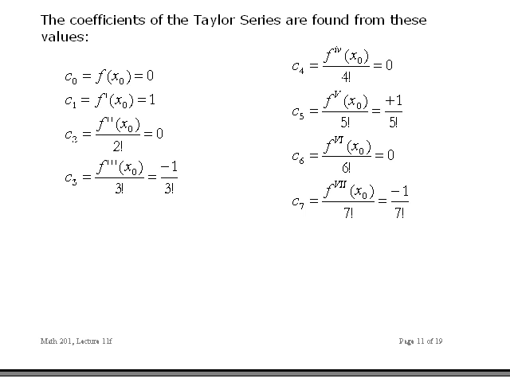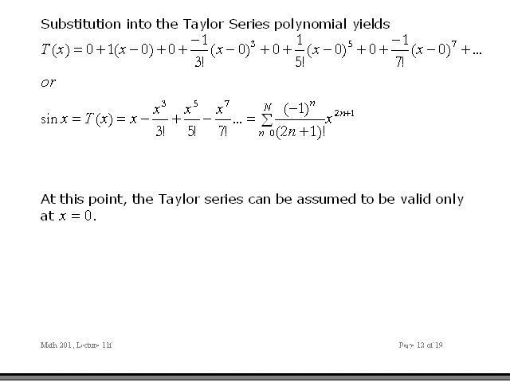Now we can find values for the coefficients. C naught is the function at x naught, which is 0. C1 is the first derivative, which becomes 1. C2 is 0. C3 is the third derivative divided by 3 factorial, so it's minus 1 over 3 factorial. C4 is 0. C5 is the fifth derivative at x naught divided by 5 factorial, which becomes plus 1 over 5 factorial. Then we have a 0, then a minus 1 over 7 factorial. Let's put it all together. And here's the result. This will be the Taylor series for sine of x.